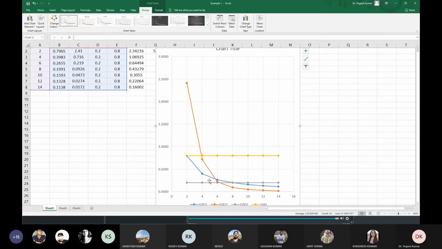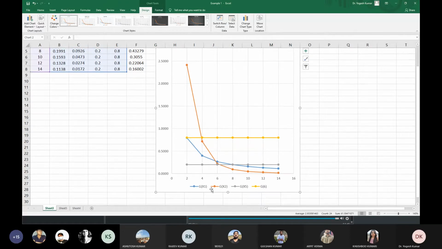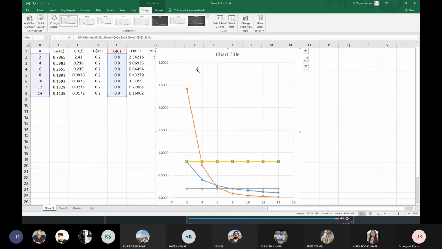So here we can see there are constants G1, G2, G3. G3 we already know is a vertical line parallel to the y-axis, so I have not drawn it. We will take care of this vertical line. Then G4 is a vertical line corresponding to x equal to 14. Then we have G5, so G5 is this line. Then G6 is your baseline. Okay, so this way we were able to draw the plots corresponding to all your constraints.